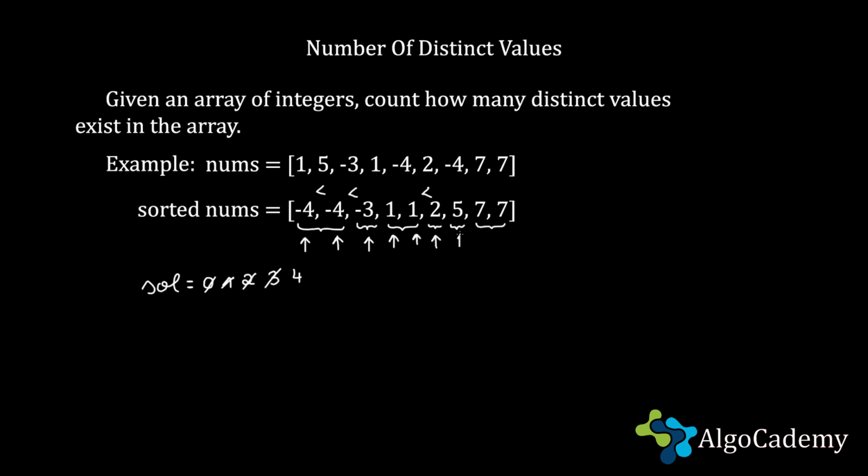5, greater than the previous one, also increase the solution. 7, greater than the previous one, also increase the solution. And 7 equals 7, and we do nothing. And we found out that our solution in the end is 6, which is indeed the right one. So see the beauty of sorting arrays. Just having the elements in the right order could sometimes make our life way easier.